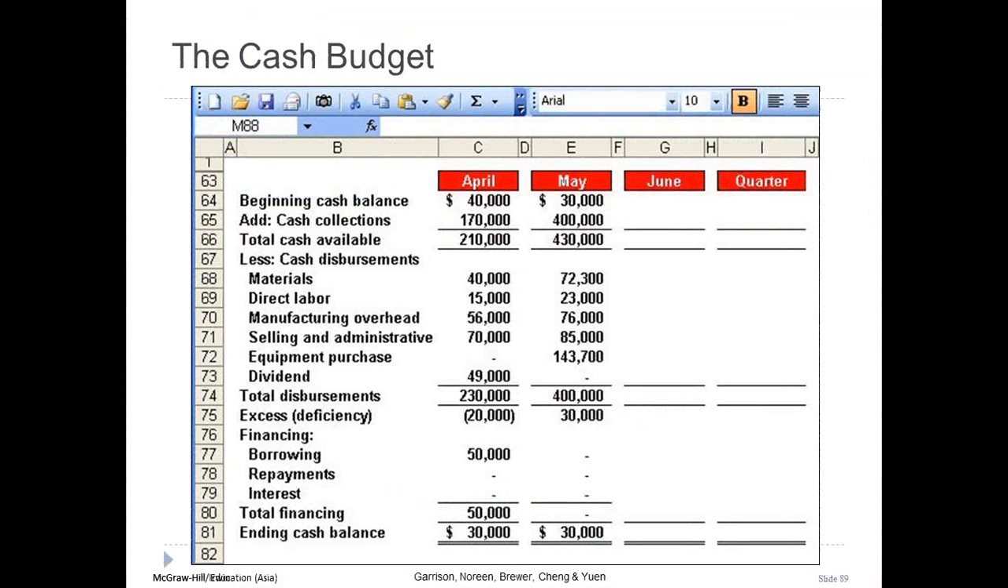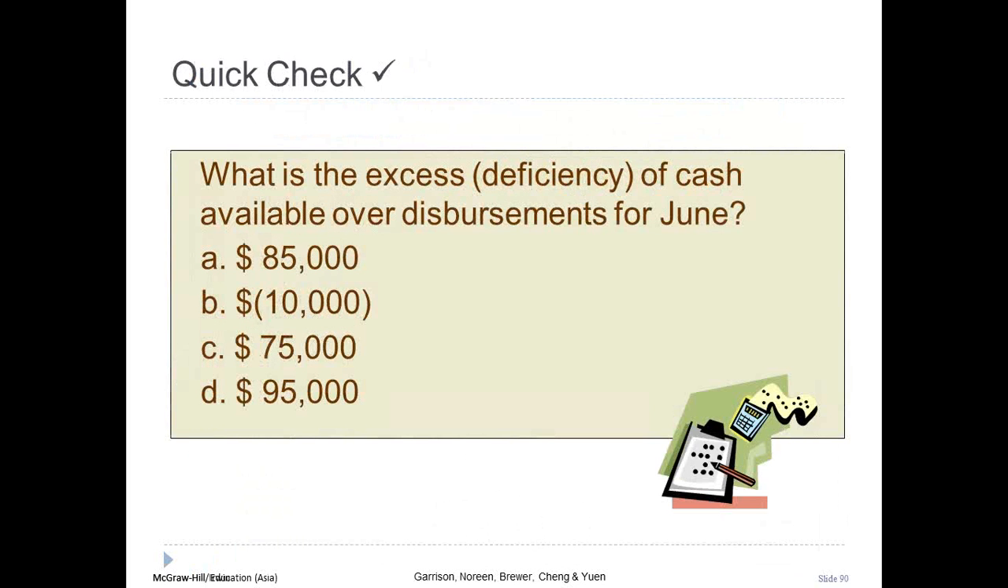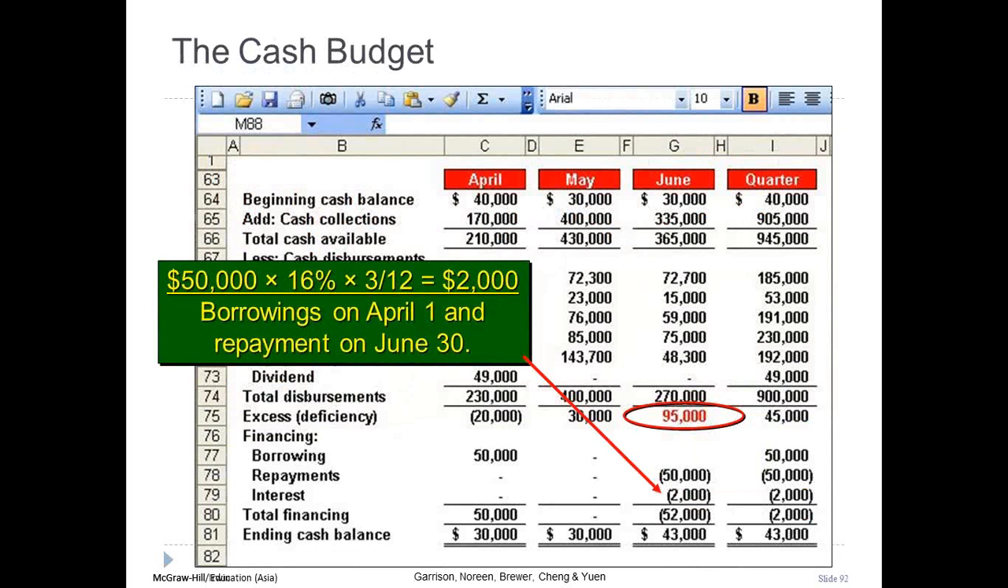These four steps are repeated for the month of May. The result is a $30,000 excess of cash available over disbursements. Since Royal must maintain a minimum cash balance of $30,000, it will not repay any of its loan in May. So what is the excess or deficiency of cash available over disbursements for June? $95,000. Here's where the solution is.